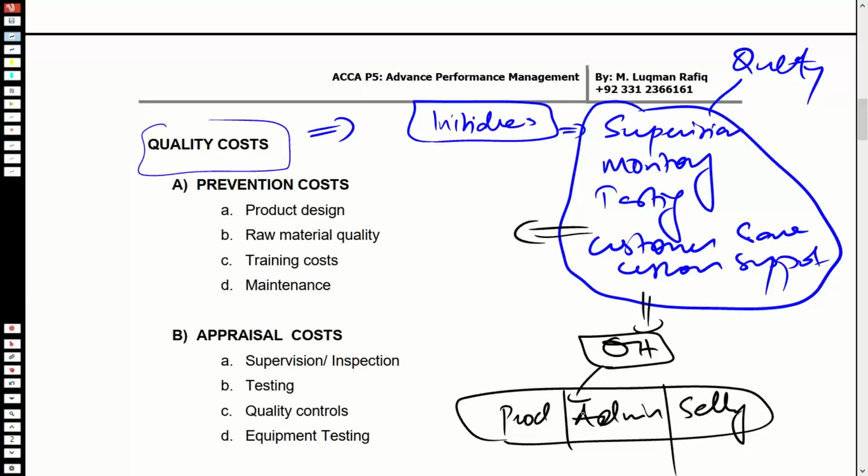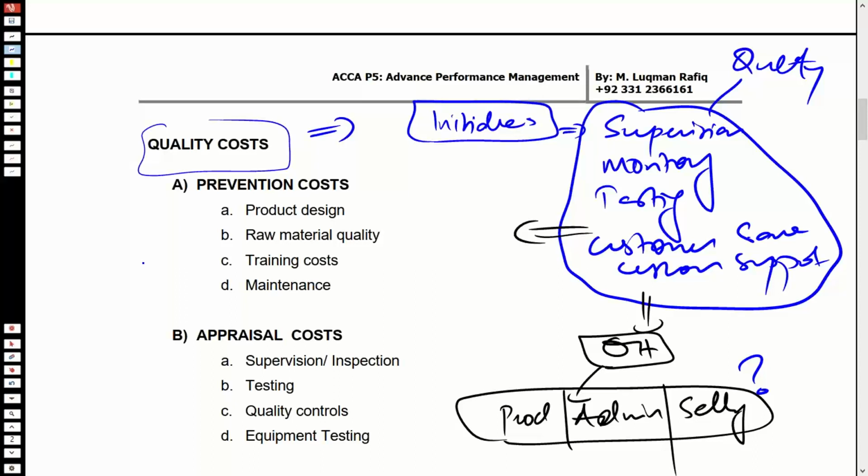Now, if they are classified into the different heads, you would not know what the quality costs are that have been incurred. What are the costs that have been incurred to protect or to improve the quality? So in order to make sure that a business does know what quality costs it incurs, the concept of identification of the quality cost was introduced.